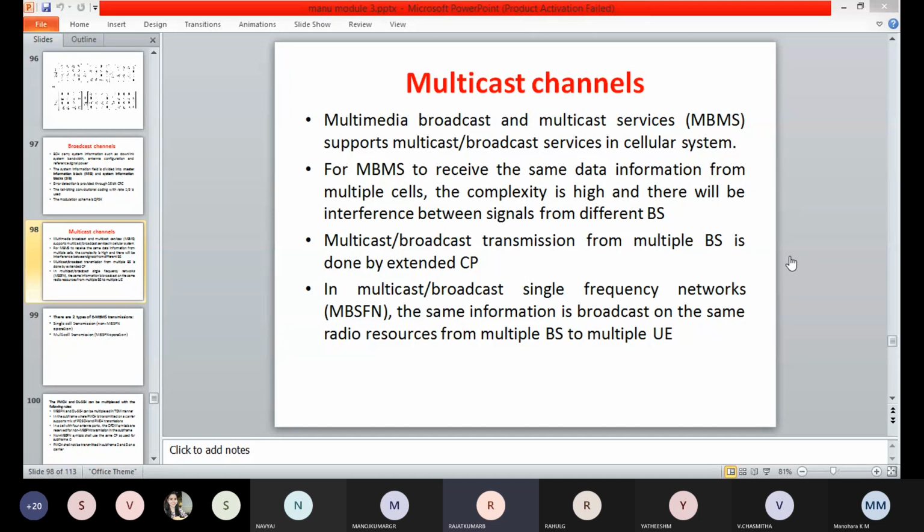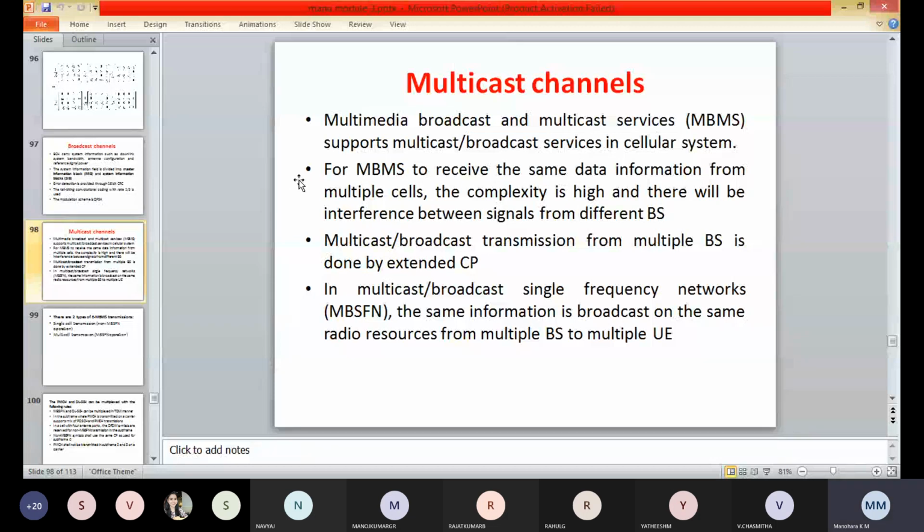Any other? Different modulation schemes you are telling. So the modulation scheme used is QPSK.